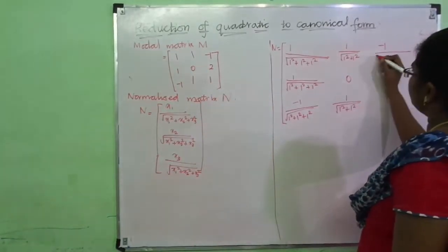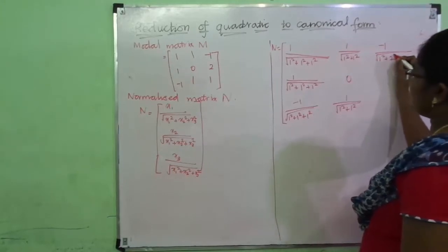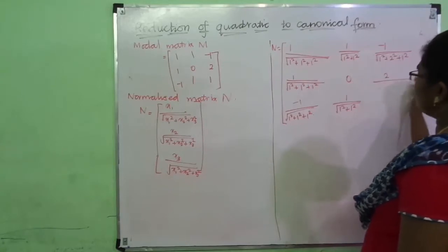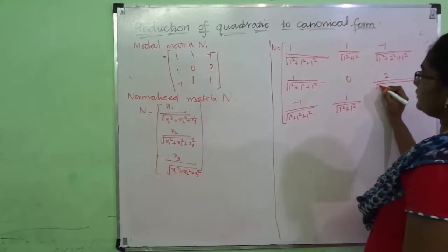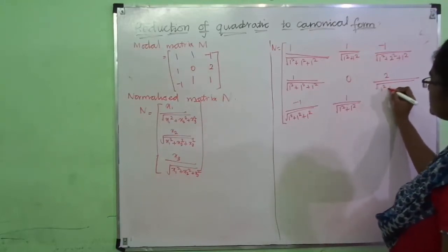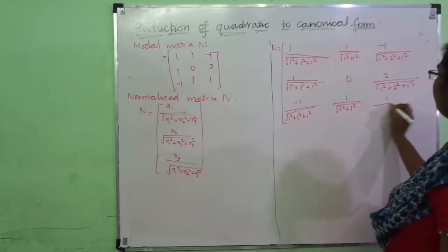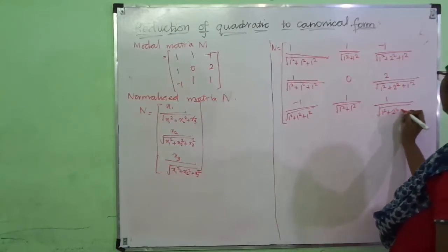Minus 1 divided by root of minus 1 square is 1 square plus 2 square plus 1 square. Then the second value, x2 value is 2, divided by square root of minus 1 square, that is 1 square plus 2 square plus 1 square. 1 divided by root of 1 square plus 2 square plus 1 square.